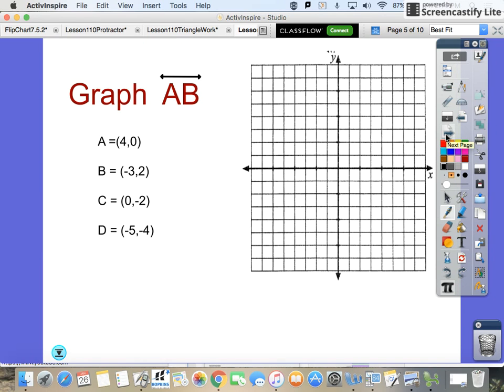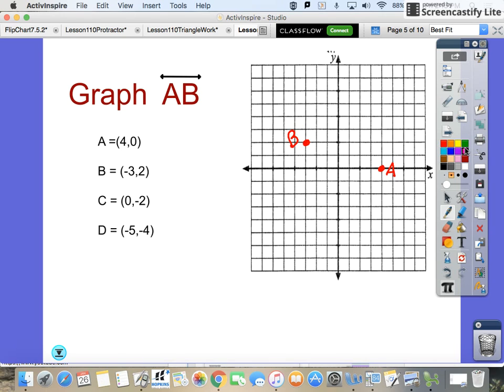So, looking at this one, if we need to graph AB, we first have to plot A and B. So A is 4, 0. B is negative 3, 2, C is 0, negative 2, and D is negative 5, negative 4. Well, if we have AB, we need to graph A first. So A is at 4, 0. 1, 2, 3, 4, 0. Here's A. On your homework, I want you to do this. Put the letter right there too. And then B is negative 3, 2. So we go 1, 2, 3, up 2.